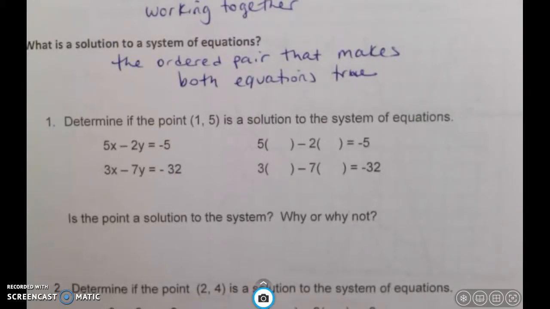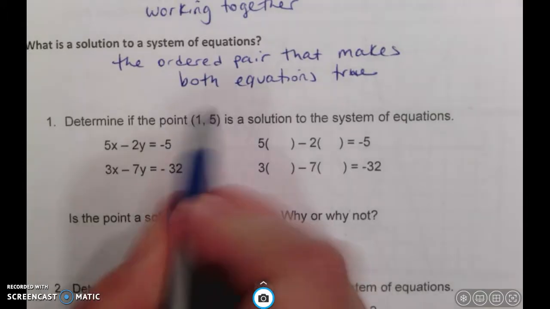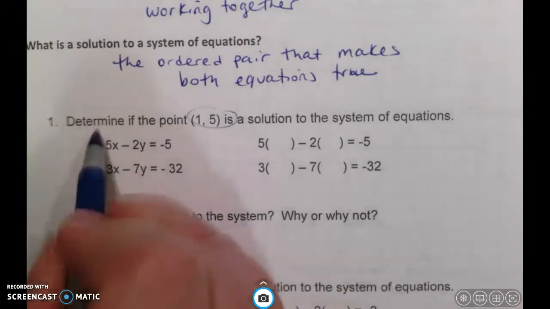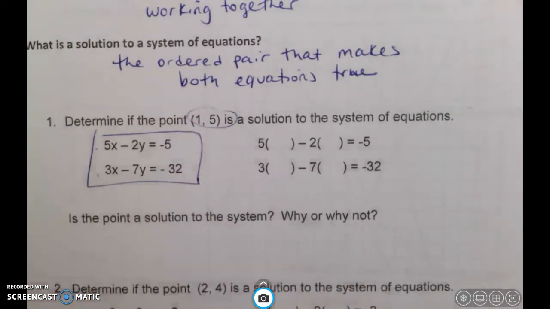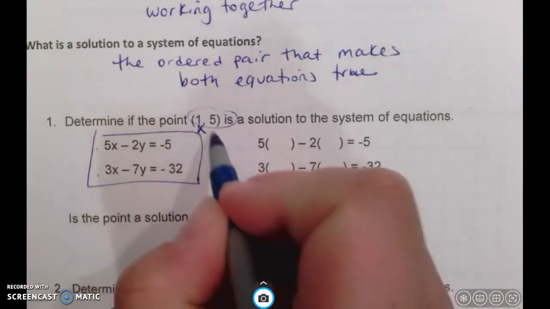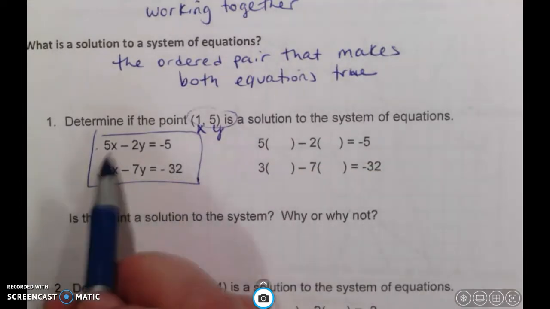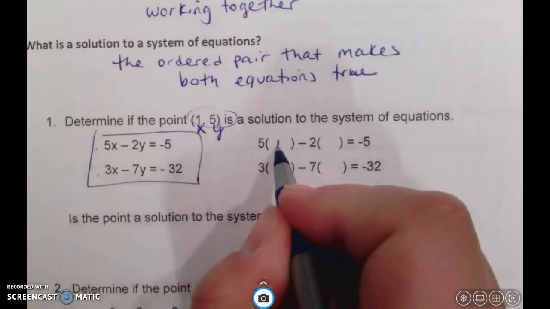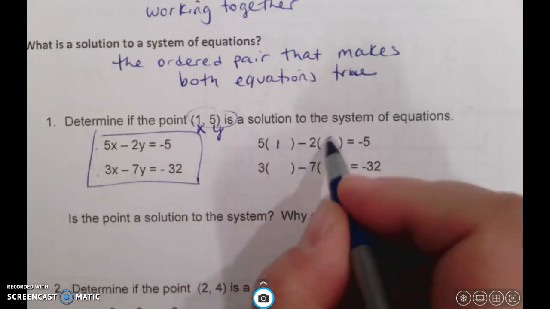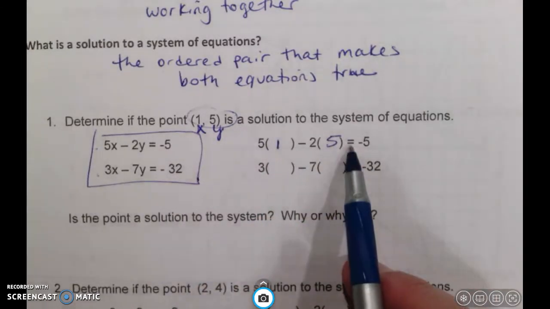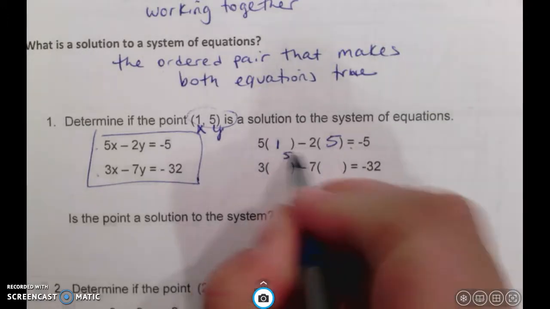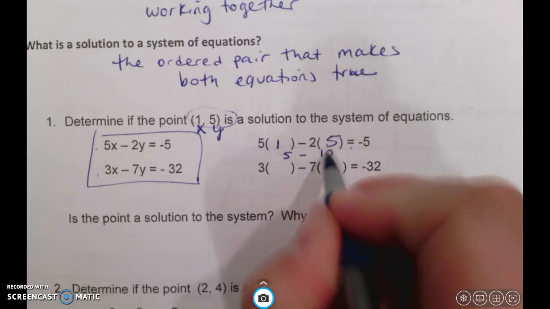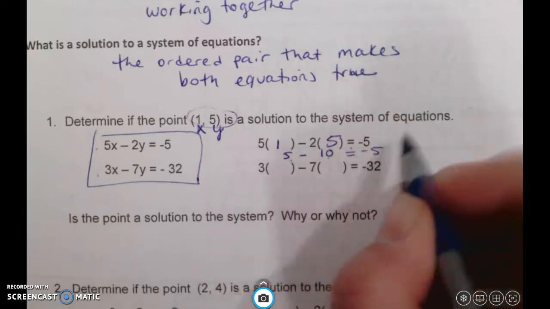So if you want to test to see if an ordered pair is a solution to a system of equations, you have to put that point into both equations. So this is an example of a system of equations. And if I wanted to test the point (1, 5), I would have to put 1 in for x and 5 in for y into both equations. So I would have 5 times 1 minus 2 times 5 and test to see if that equals -5. 5 times 1 is 5, minus 2 times 5 is 10. 5 minus 10 is equal to -5, so it does check out.